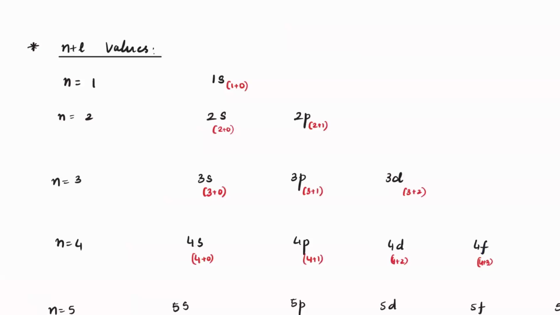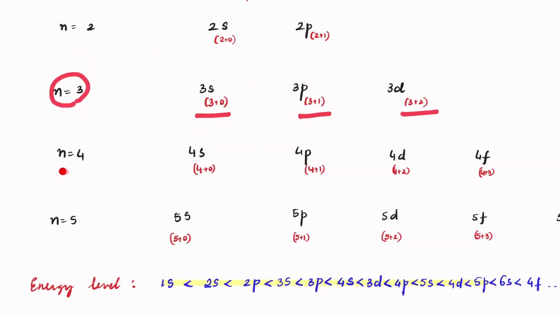Now notice the n plus L value. For n equals 1, the L value is based on the s subshell, and the s subshell's value of L is 0. So 1 plus 0 is 1. Next, n equals 2. We have 2 plus 0, that is 2, and 2 plus 1, that is 3, because the L value for the p subshell is 1. When n equals 3, we have 3 plus 0, 3 plus 1, 3 plus 2. When n equals 4, 4 plus 0, 4 plus 1, 4 plus 2, 4 plus 3. For n equals y, similarly, it will follow.